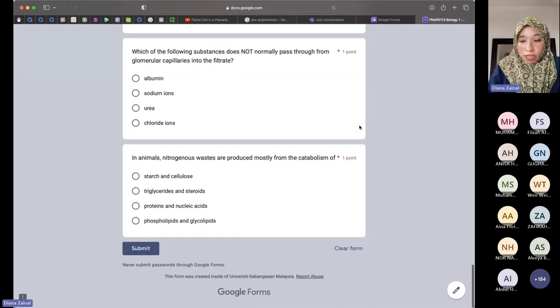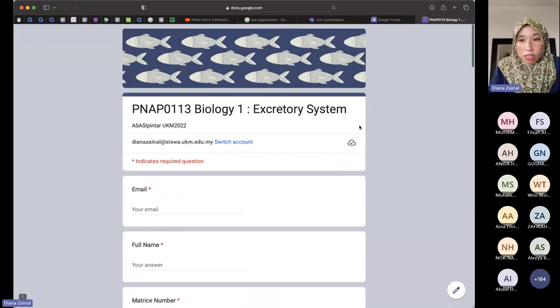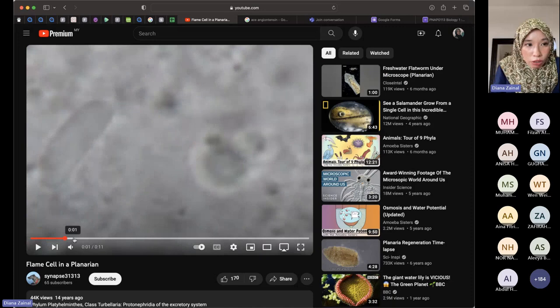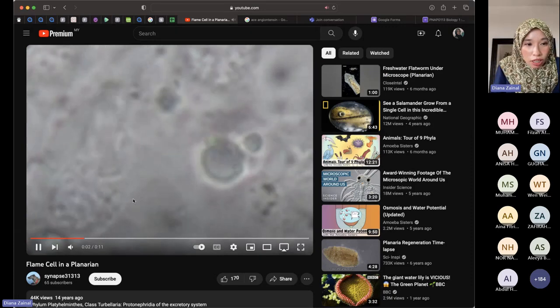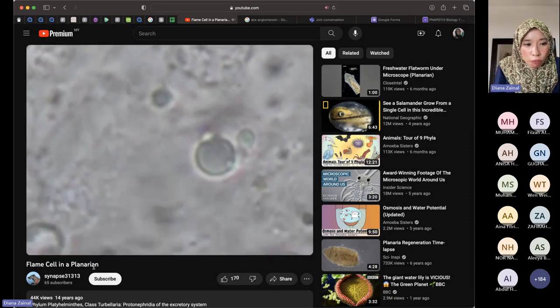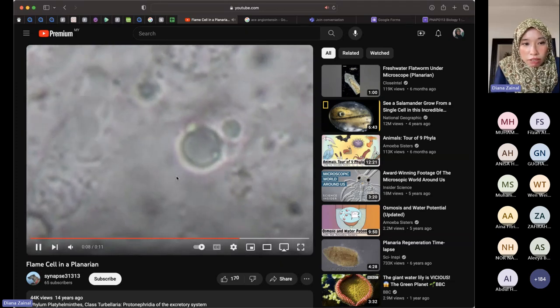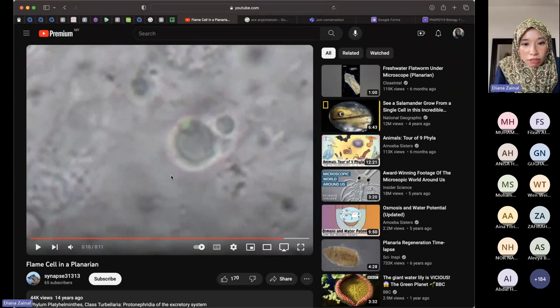So guys, any questions that you want to ask me before you go to lunch? No ah? Okay, good. Oh, ni flame cell tu, I already open. Macam ni lah. I don't know lah if you can see it or not. Ingat tak? The flame cell in the planarian? Tak nampak apa pun.